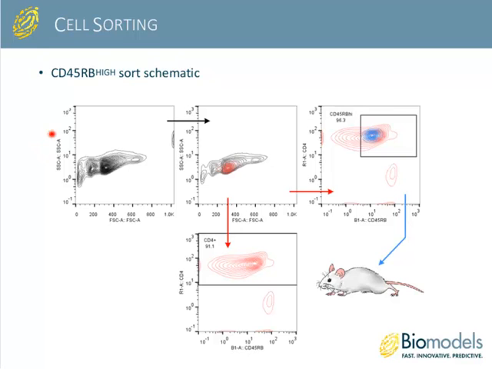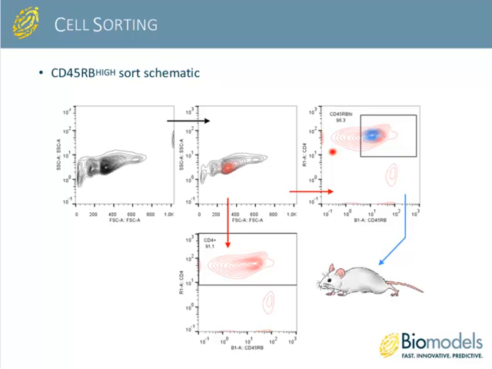So here's a spleen prep, again, forward and side scatter. You first of all do a CD4 pre-sort by magnetic separation, and that just enriches the CD4 compartment. So now you've got a population of about 90% CD4 positive cells. You run those through the cell sorter, and you draw a gate around the CD45RB high population. This is CD45RB along the x-axis here. Those cells are collected, and those are the naive T cells that you inject into the mouse. When you do this with a cell sorter, you get around 96 to 97% purity.